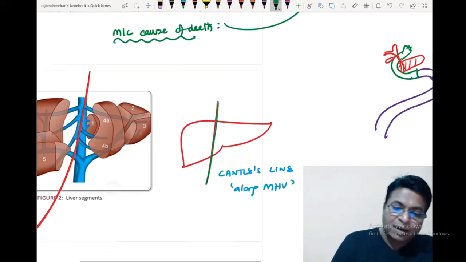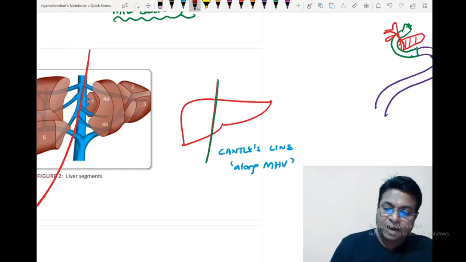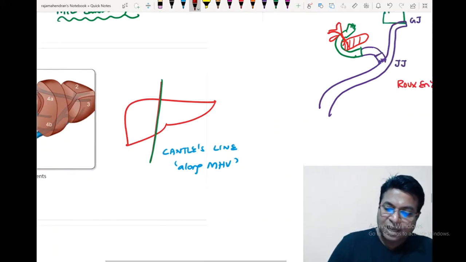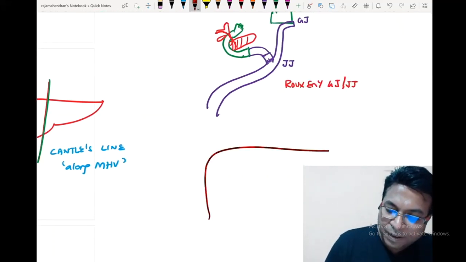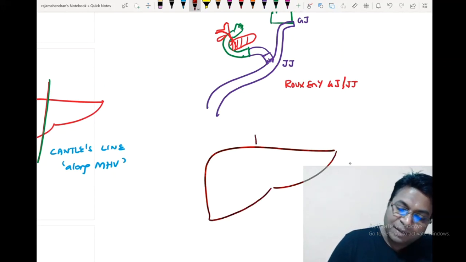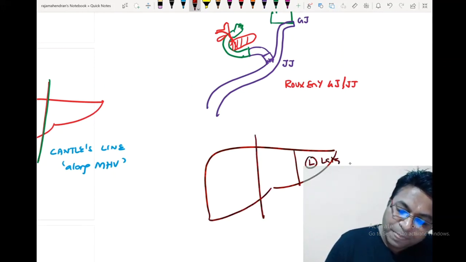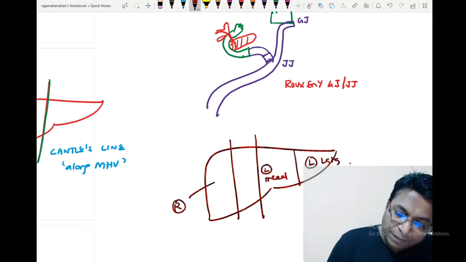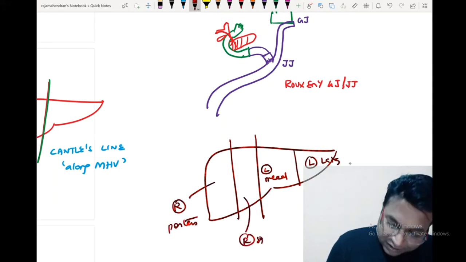Segments are different from sectors. There are 4 sectors. A left lateral like that you see. I don't think that at all will be asked for FMG exam. So this is left lateral, this is left medial, this is right posterior, this is right anterior. These are the sectors.